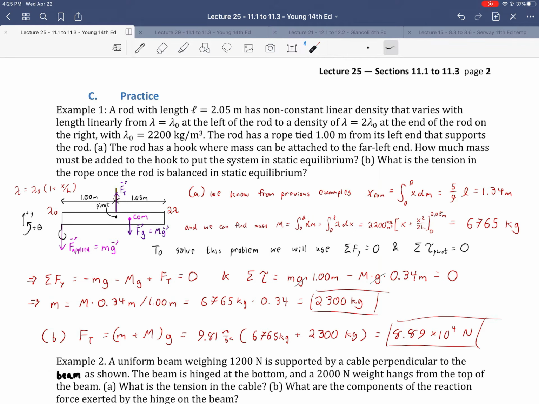Hello and welcome to part 2 of lecture 25, where we're going to continue to talk about static equilibrium. In this second video, I'm just going to go over a few examples to show you some more variation of the problems you can see.